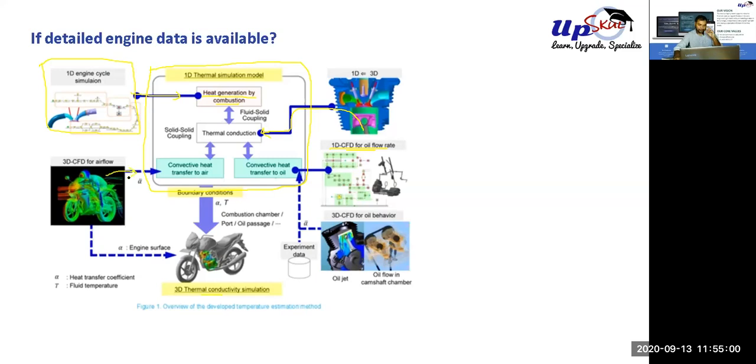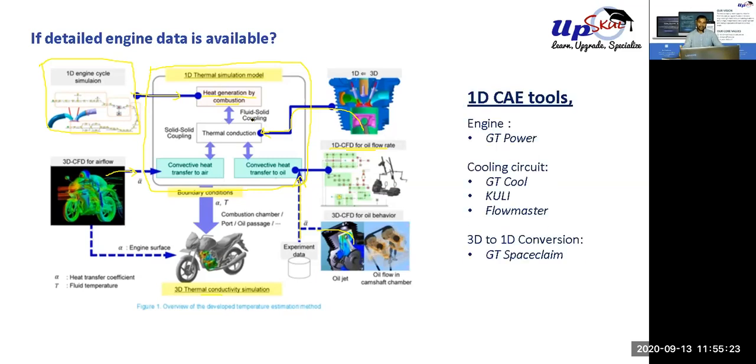All of these inputs, from different areas, we can take into our 1D model and create a 1D solution. It's fast, that's its advantage. There are different 1D CAE tools available. What I have worked with mostly is for engines.